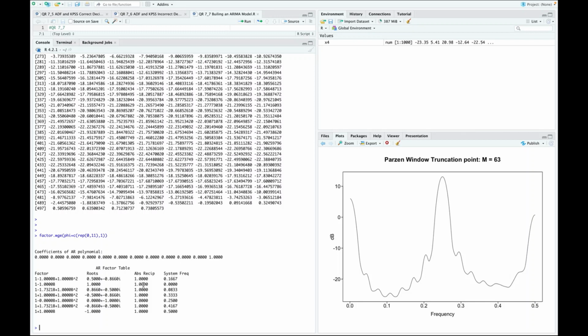It has 7 factors, 7 degree 1 and degree 2 factors. That's the unique factorization into irreducible degree 1 and degree 2 polynomials with their corresponding system frequencies. So what that means is that I look at the spectral density as a visual representation of this factor table. It will have peaks at these various system frequencies.